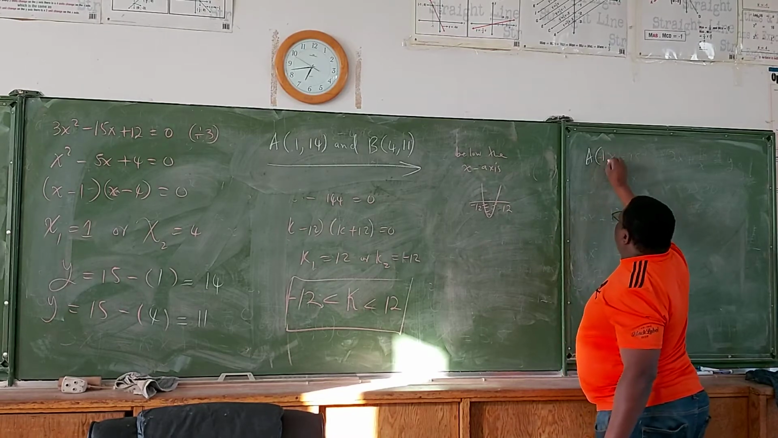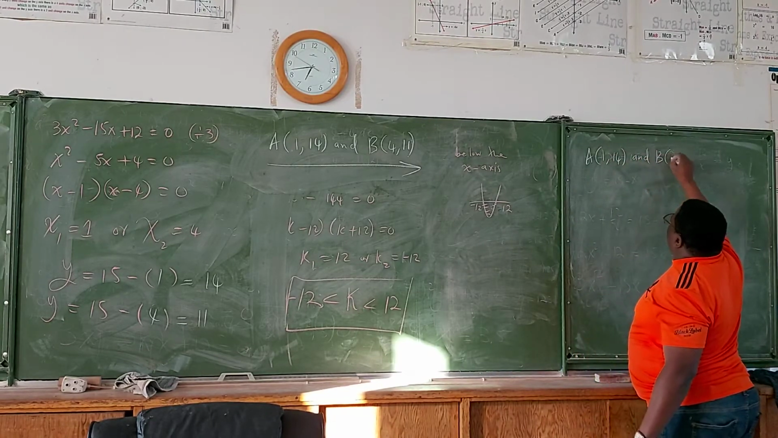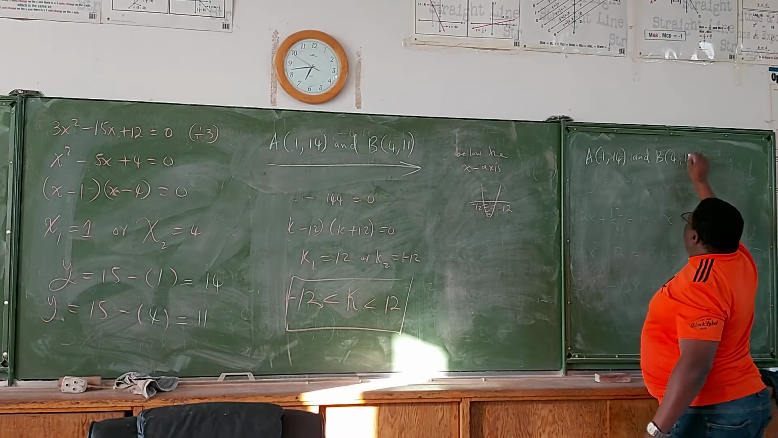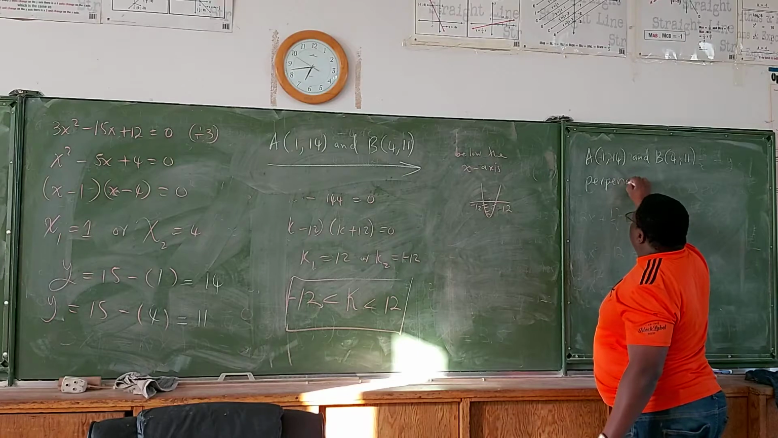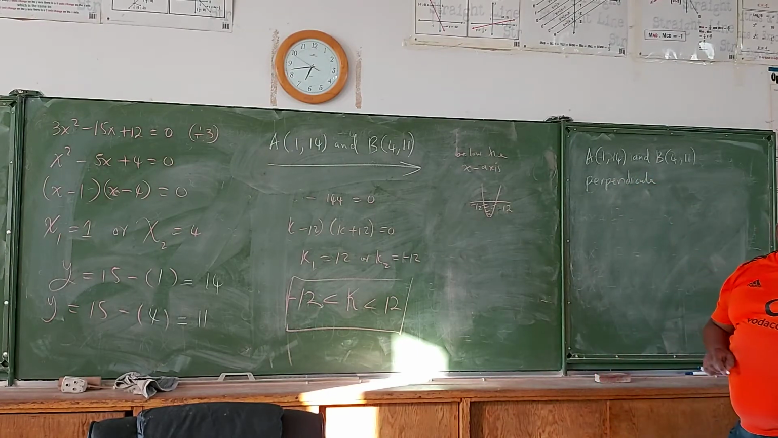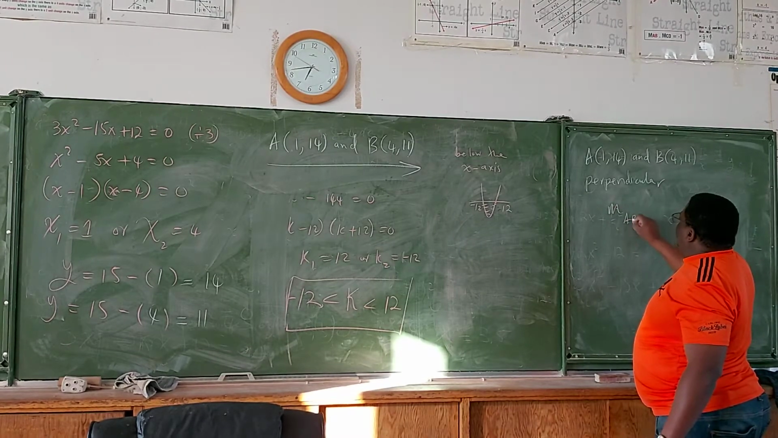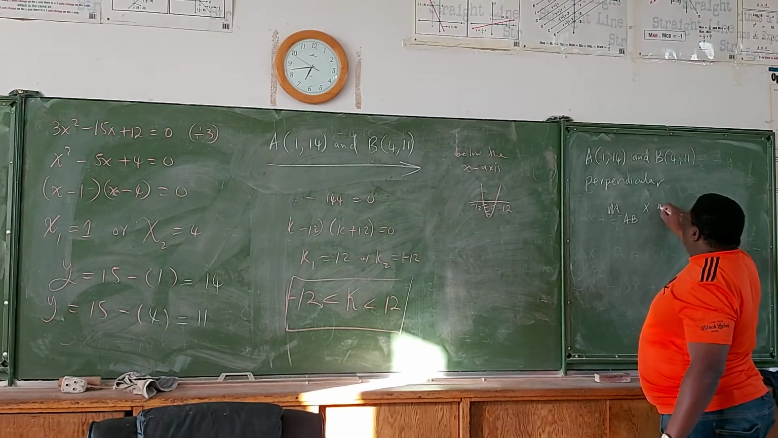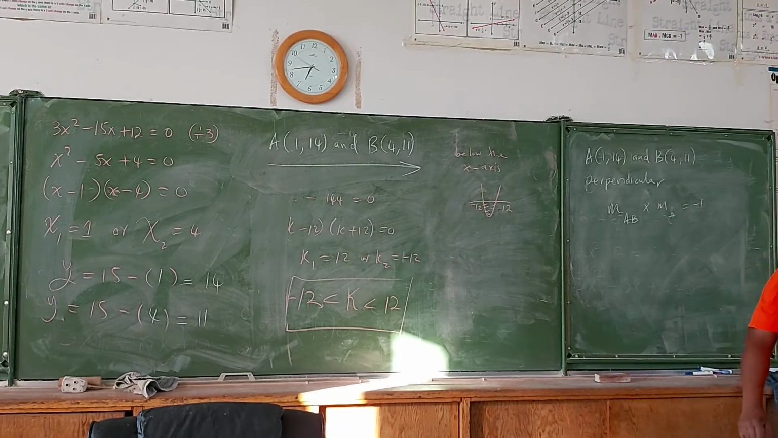Our point A is 1,14. And our point B is 4,11. Because they are saying perpendicular, we need to find the gradient and the midpoint. The gradient of AB, because when you multiply the gradient of AB with that line that is perpendicular, you should get negative 1. That's the perpendicular line. So you can use it.